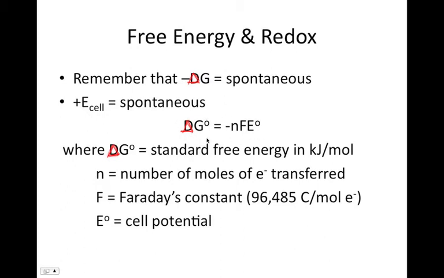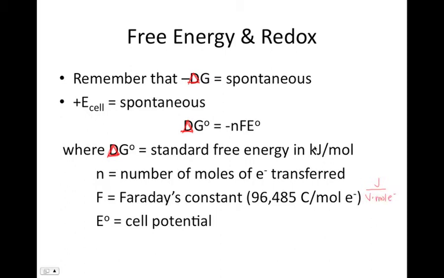And this is the formula that relates delta G and E, where delta G is the standard free energy in kilojoules per mole. N is the number of moles of electrons that are transferred. F is Faraday's constant, which is this special little number right here. It is written on all of your formula charts that you have for the free response section of the AP exam. So you don't have to memorize this number, but it's a good number to be able to recognize and know what to do with. And I put the units here as coulombs per mole of electron, but it's probably a little more useful to know it as joules per volt times mole electron.